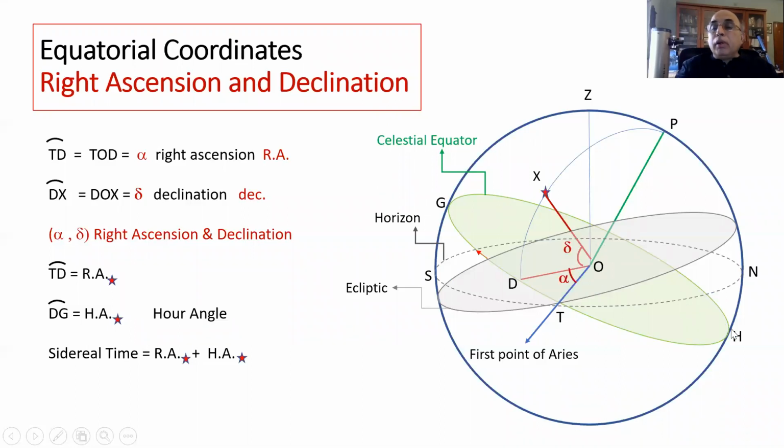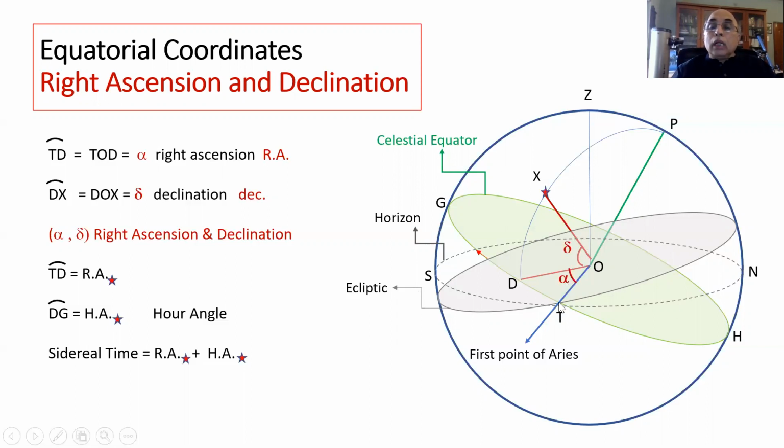We take a plane which is perpendicular to OP and meets the celestial sphere. This plane is called the celestial equator. And for any object X, to find its coordinates, we draw a great circle, this time from P, X, and see where it meets the celestial equator. And the angle DOX, that's the angle subtended by this object on the celestial equator, is called the declination.